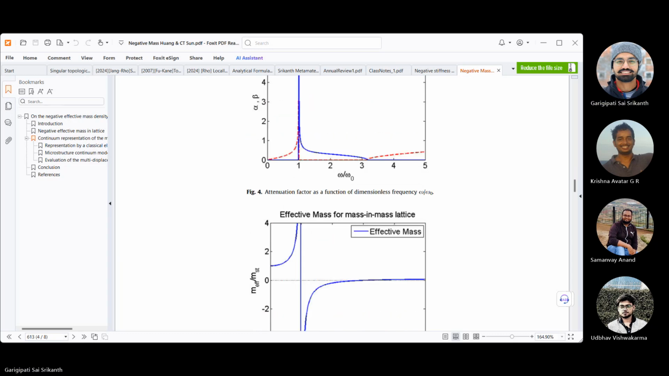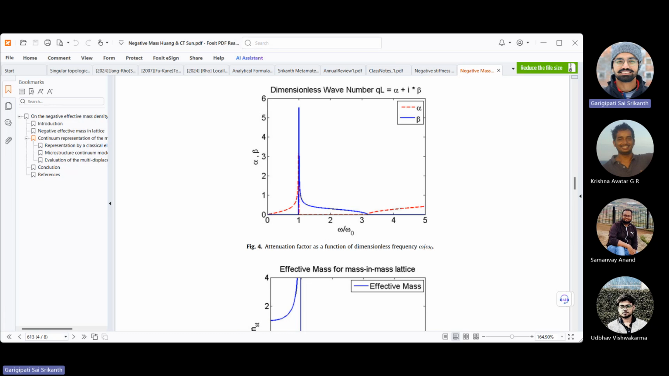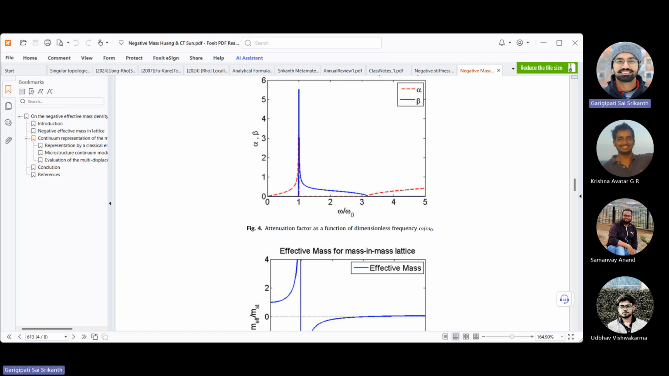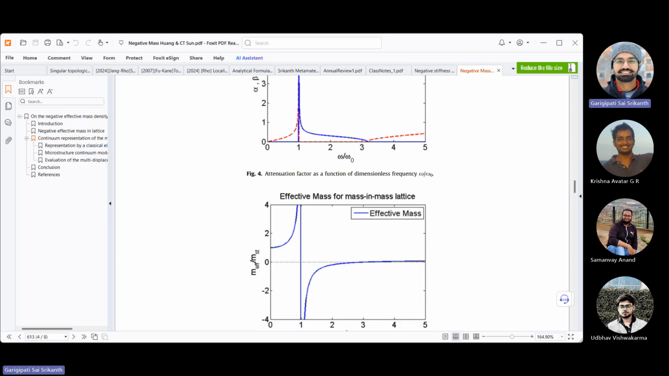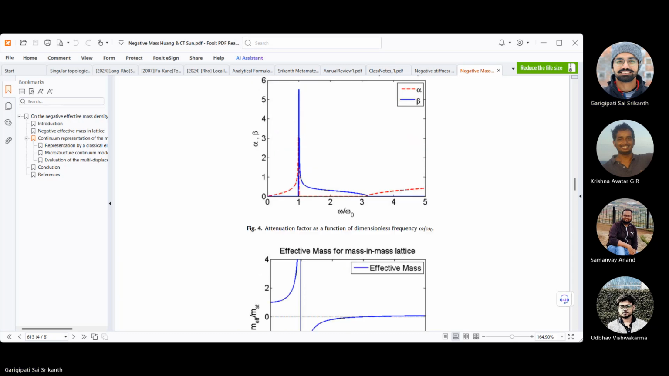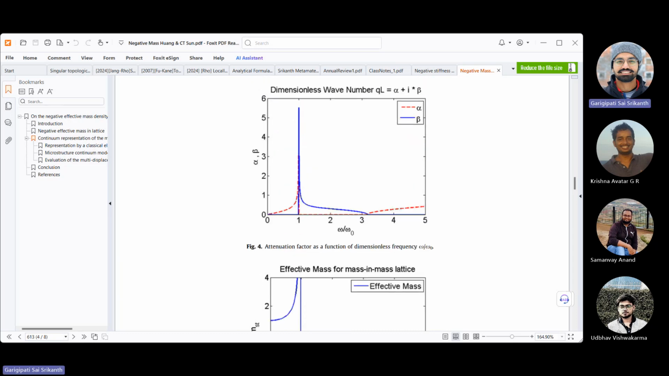So that's just the attenuation in the band gap. If we look at the effective mass, we see that the singularity in effective mass also happens at 1. The singularity in attenuation also happens at 1.